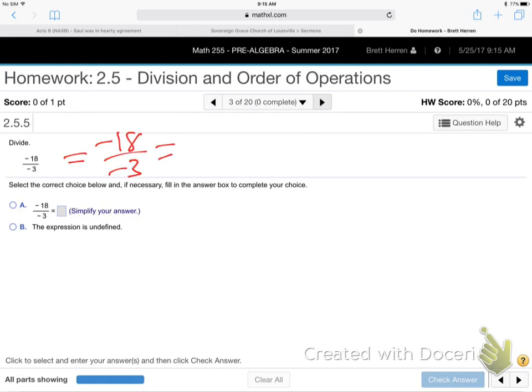All right, so is the answer going to be positive or negative on this one? Positive. Right, two negatives make a positive. 18 divided by 3? 6. You don't need to put the plus sign, just a regular 6 is fine. Just making sure we know the rules. Same rules for multiplying and dividing.